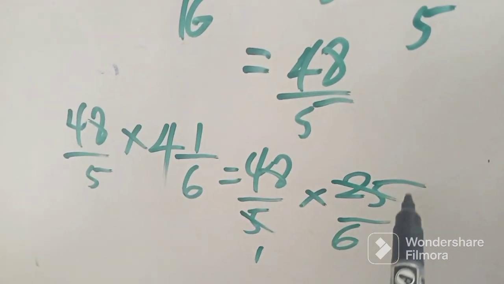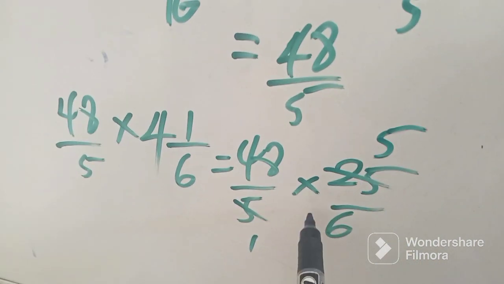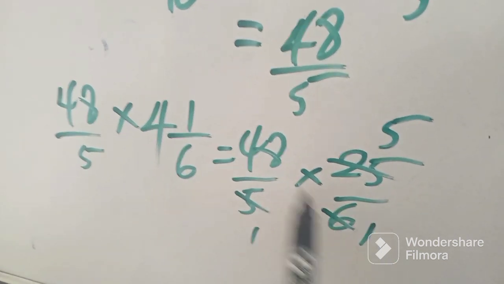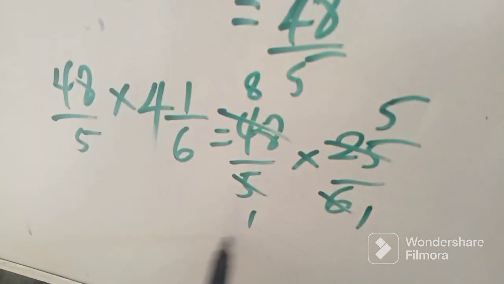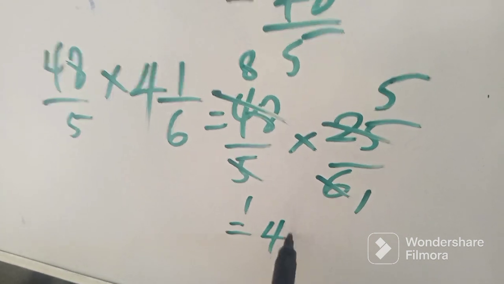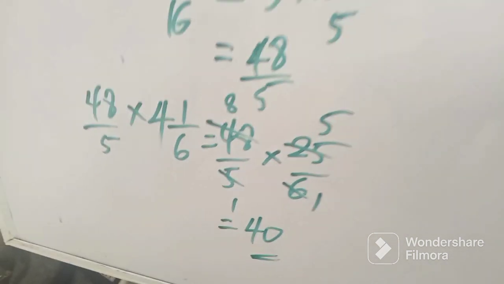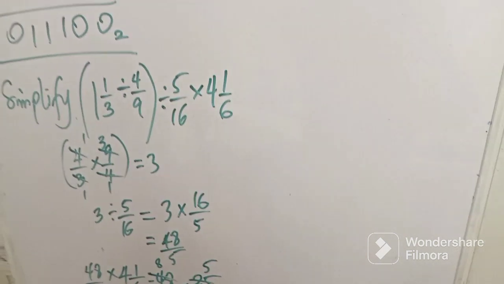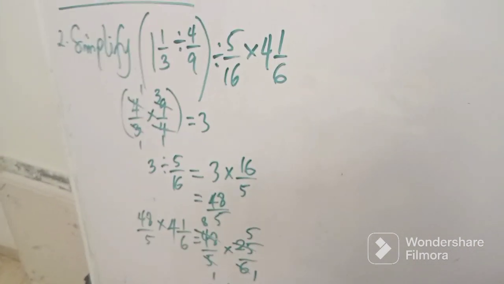5 here 1, 5 in 25 will give me 5. 6 here 1, 6 here will give me 8. And 8 times 5 will give me 40. So you can see, very simple. So the answer is 40.